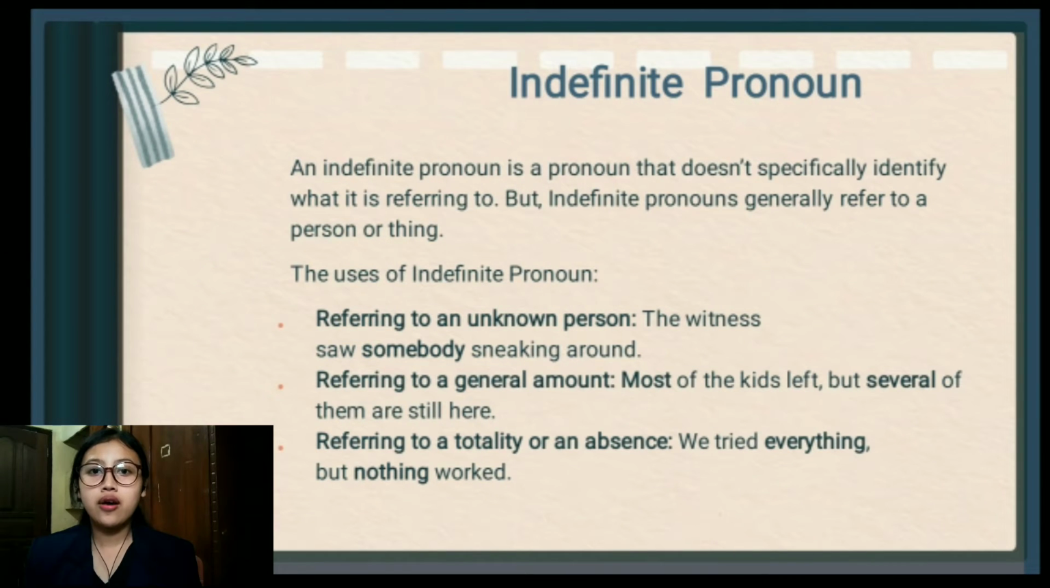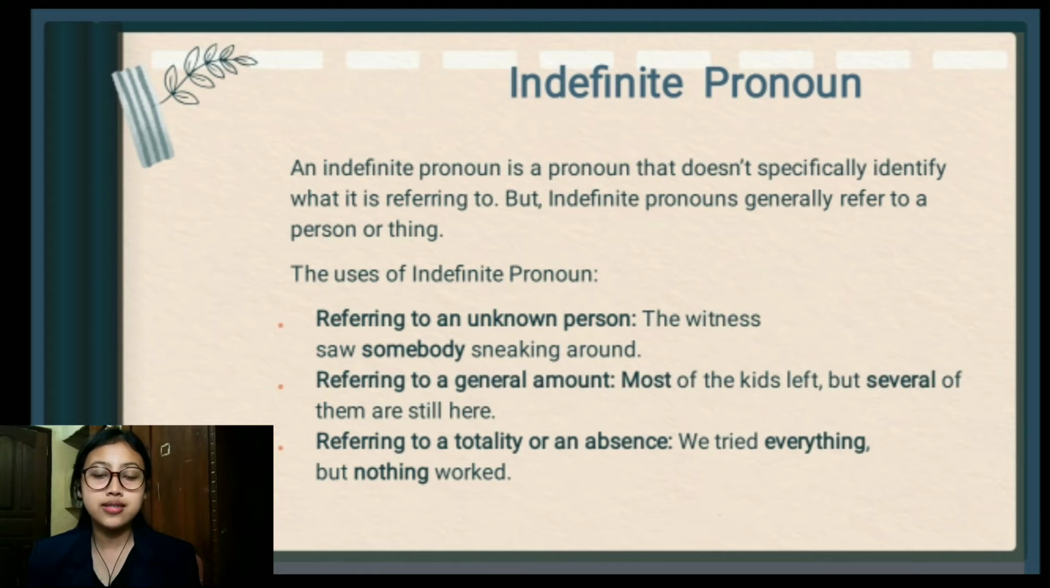Right, the third pronoun is the indefinite pronoun. An indefinite pronoun is a pronoun that doesn't specifically identify what it is referring to. But indefinite pronouns generally refer to a person or thing. Indefinite pronouns have a variety of uses, such as, for the first one, referring to an unknown person. For example, the witness saw somebody sneaking around. So, in here, the word somebody is marked as an unknown person.